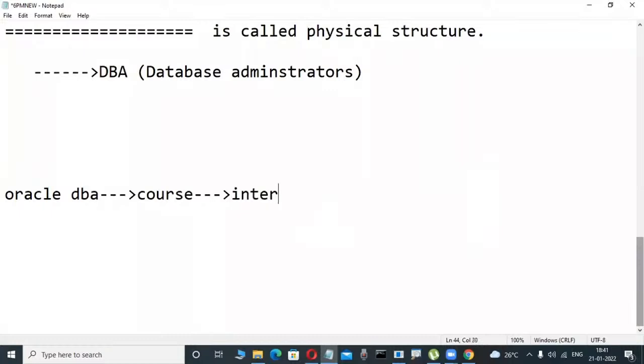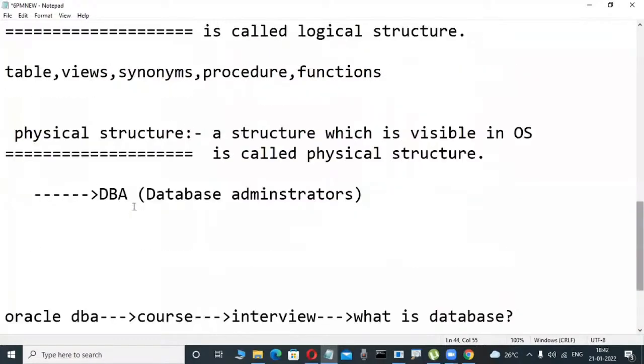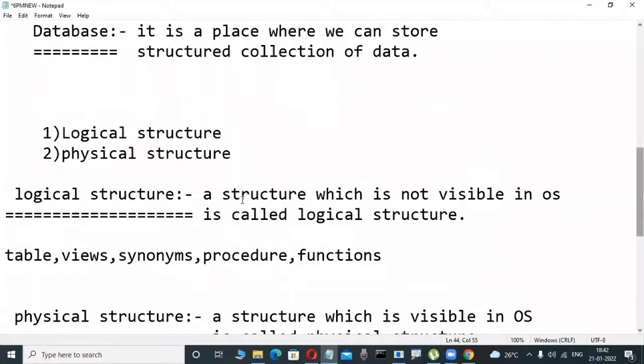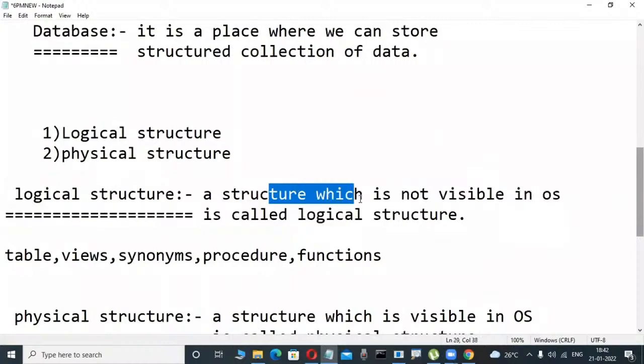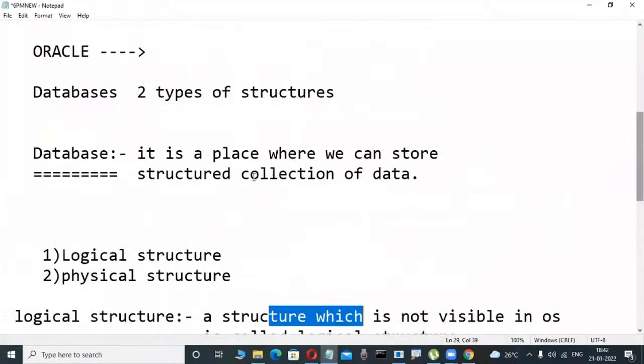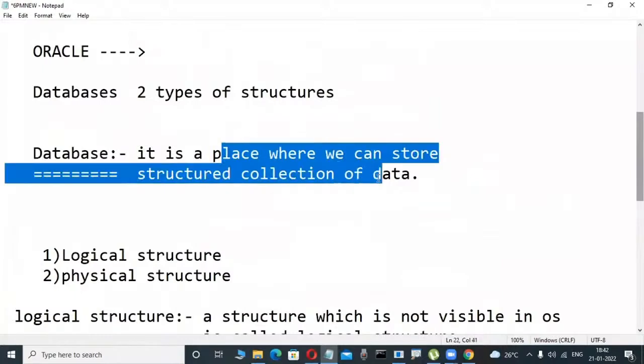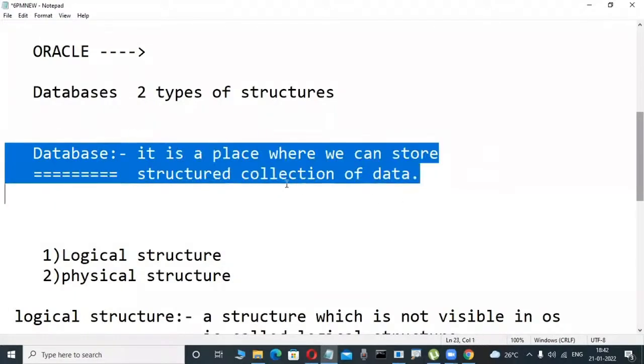Observe here, an interview. Suppose my interviewer asks me, Murali, what is a database? Whenever they ask what is a database, if I say it is bookish knowledge, a structured collection of interrelated data that is stored somewhere, a place that stores a structured collection of data, I am immediately rejected. Why? Because this is the developer definition.